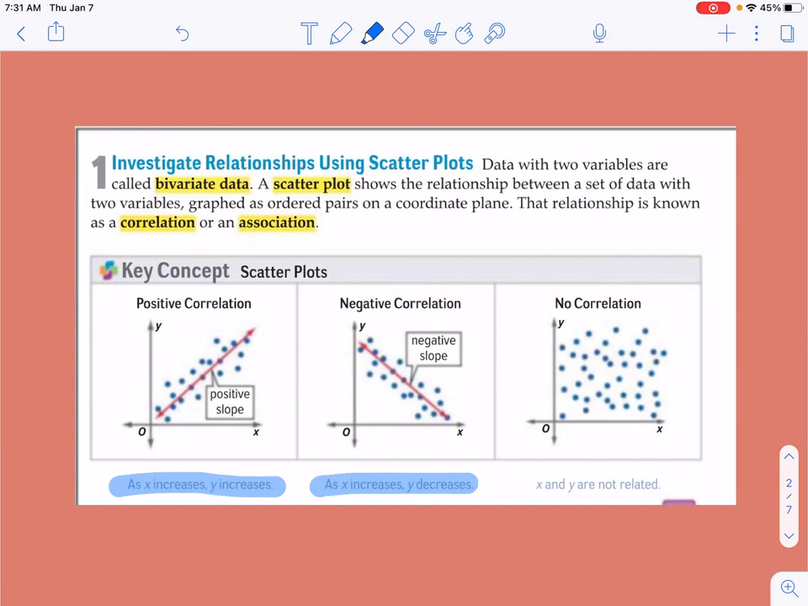All right, and before I go on to the next page, I just want to note that where it says investigate relationships using scatter plots, they use a term called bivariate data. The word bivariate, you break it up into bi and variate. Well, bi means two, right? That's a Greek and Latin word root that means two, and variate means it varies, it changes. So you have two variables and they change, right? And that's all this means, that you're going to be looking at relationships with two variables.